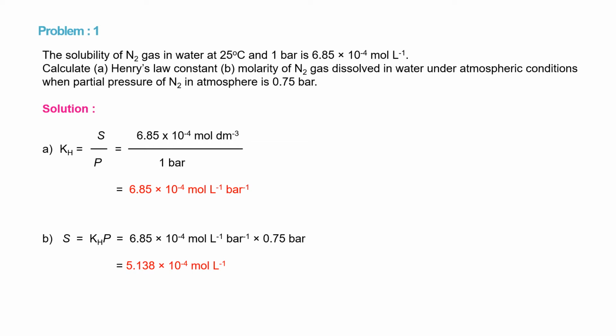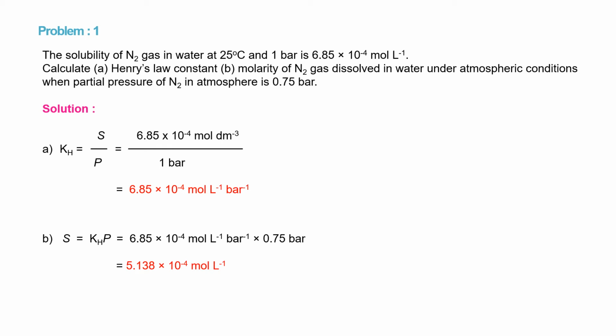According to Henry's law, the formula is S is equal to KH P. We rearrange the formula, so KH is equal to S upon P. That is 6.85 into 10 raised to minus 4 upon 1 bar. So our answer is 6.85 into 10 raised to minus 4 mole per dm cube per bar. dm cube and liter are the same, so you can represent it as mole per liter or mole per dm cube per bar. The unit is also important, then only you get full marks.